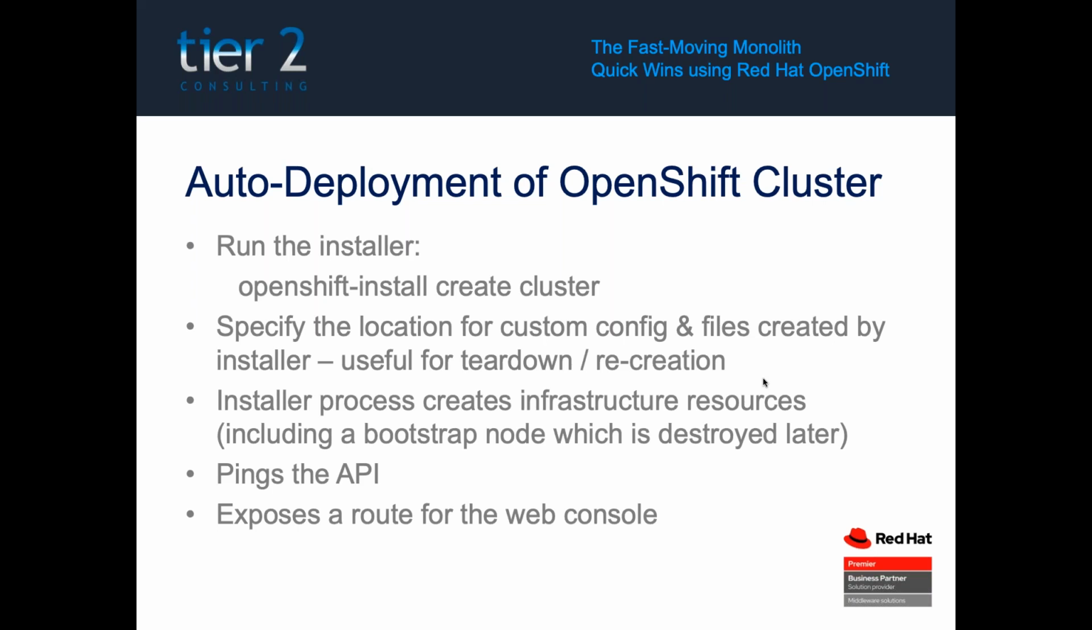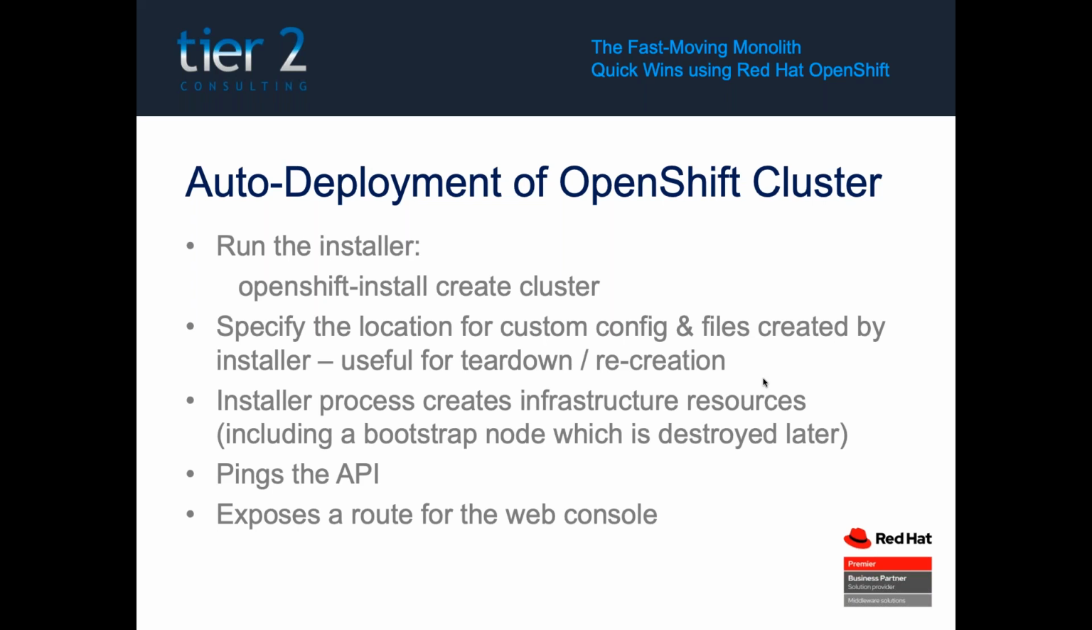Obviously, that's not going to install it on your local machine, it's going to install it on AWS, but the location is useful for logs and other files that are created by the installer. It's also a location for your custom config file.